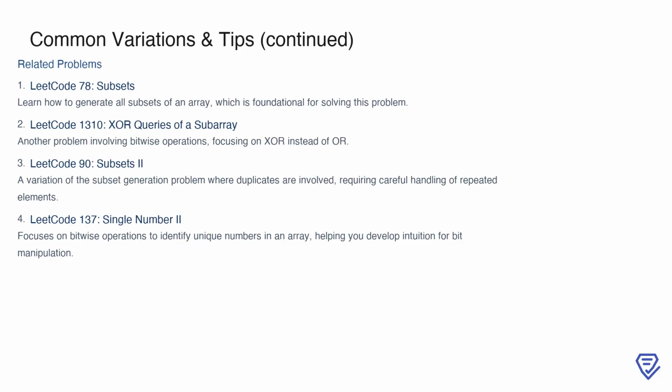Finally, LeetCode 137, Single Number II, revolves around bitwise operations to identify unique numbers in an array, sharpening your intuition for bit manipulation. Exploring these problems can deepen your understanding of subset enumeration and bitwise operations, both of which are essential for mastering this challenge.